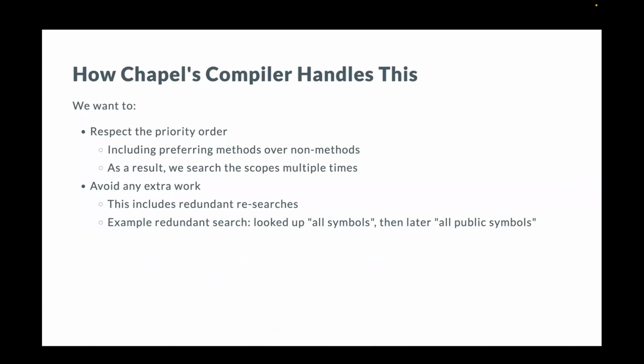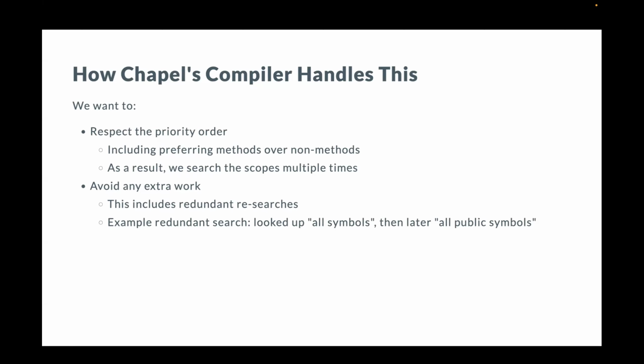So basically, the constraints on the Chapel compiler are as follows. The first is that we want to respect the priority order. So this means listing methods over non-methods, and as a result, we ended up searching scopes multiple times. Furthermore, we want to avoid any extra work, including redundant researches. So if for some reason we've already searched a scope for all symbols, we don't need to later search it for all public symbols because all public symbols are a subset of all symbols.